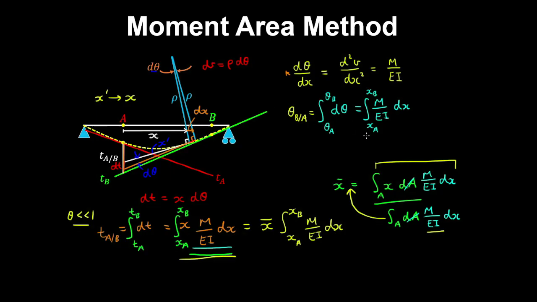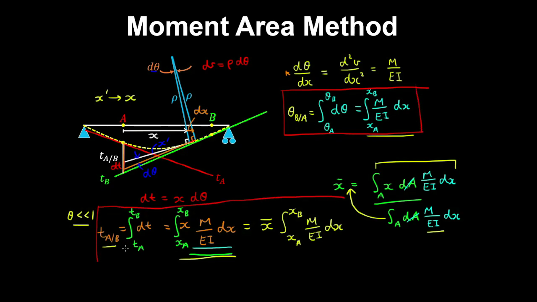So if you evaluate the relative rotation, you'll be able to just multiply by the centroid of the area, which is convenient if the curvature diagram is linear, and that gives you the distance between the tangents. So these two equations are the ones we'll use to obtain the deflections and rotations using the moment area method.